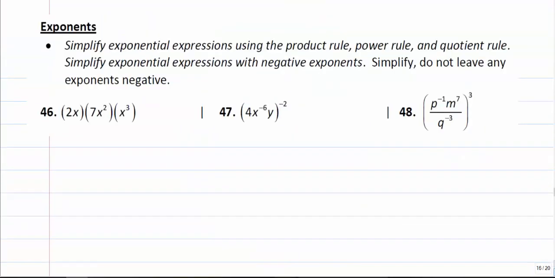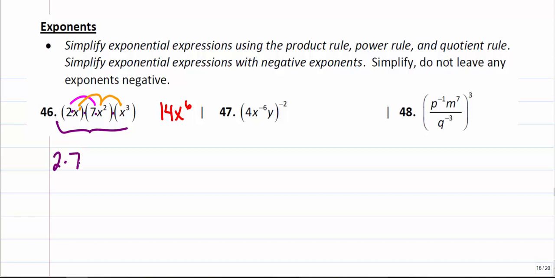Let's move on. Okay, these exponent ones are easy. On number 46, this is all multiplication, right? That's 2 times x times 7 times x squared times x cubed. The quickest way to do it is to recognize you've got numbers you can multiply together, right? So you have 2 times 7, which is 14. And then you've got x squared and x cubed. Well, this is a 1 here. So you have a total of 1 plus 2 plus 3, which is 6.